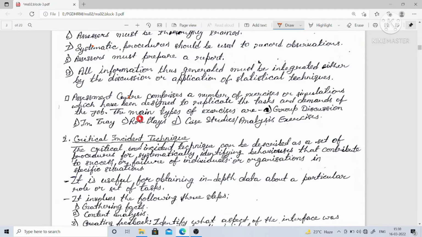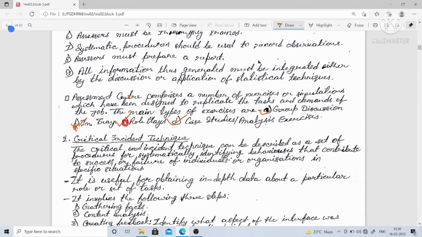The main types of exercises are group discussion, in-tray, role plays, case studies, analysis exercises. Group discussion is the first kind of exercise which assessment center uses. Second is in-tray. Third, role play. Fourth, case studies.